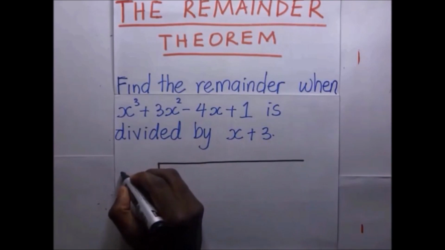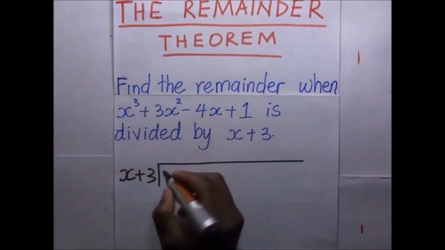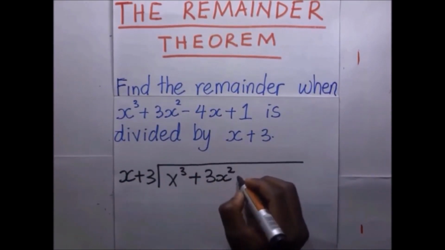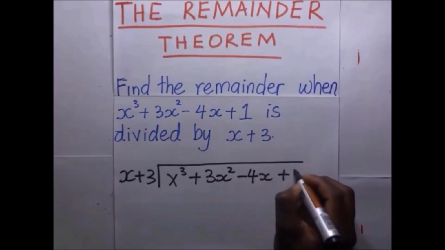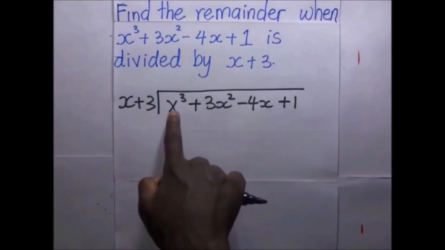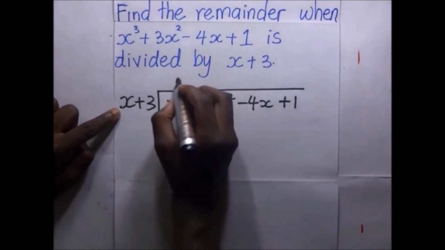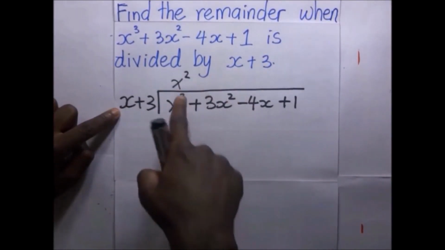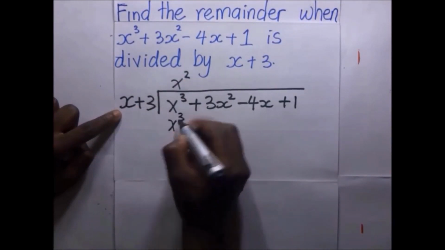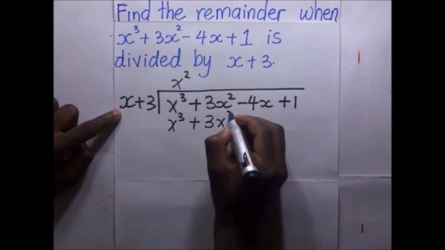It is divided by x plus 3, and the polynomial is x cubed plus 3x squared minus 4x plus 1. So we start our long division. We begin. x cubed divided by x will give us x squared. So x squared times this whole thing: x squared times x is going to be x cubed, and x squared times 3 is going to give us plus 3x squared.